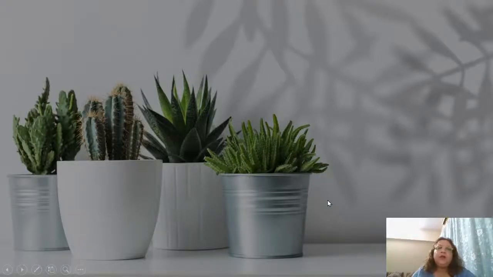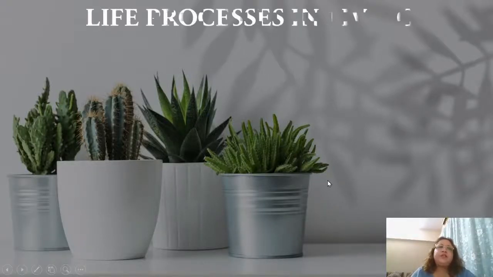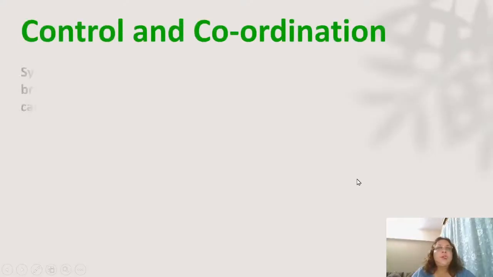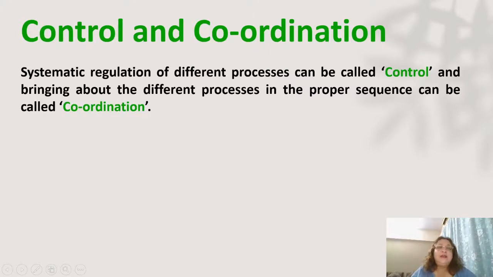Hello everyone, welcome to a lesson in life processes in living organisms, and in this unit we will learn about coordination in plants. Now, the systematic regulation of different processes in plants or animals can be called control. Systematically, things happening in the plant body or animal body. And now bringing about the different processes in a proper sequence is called coordination.